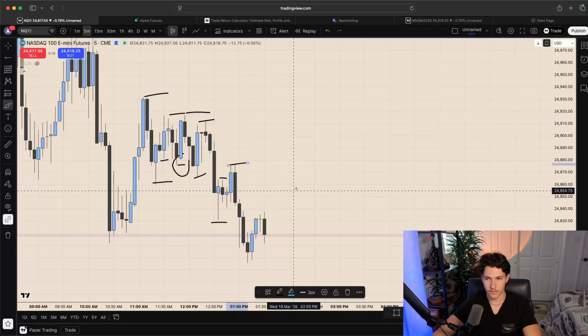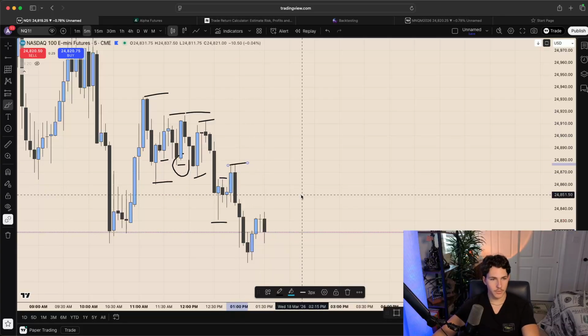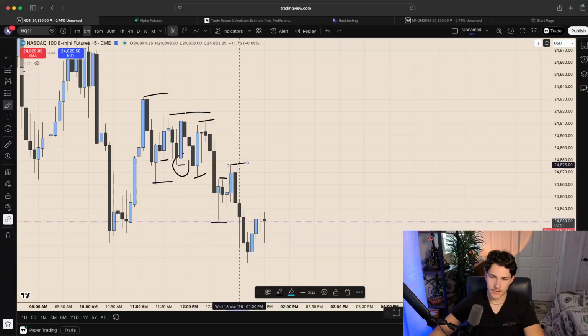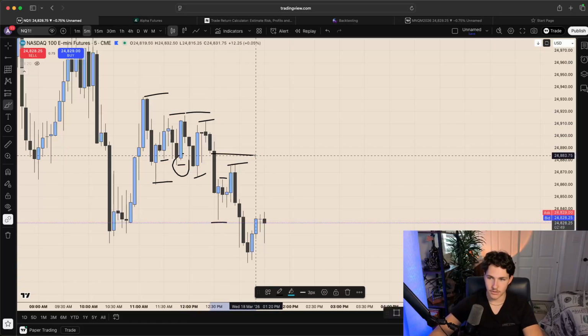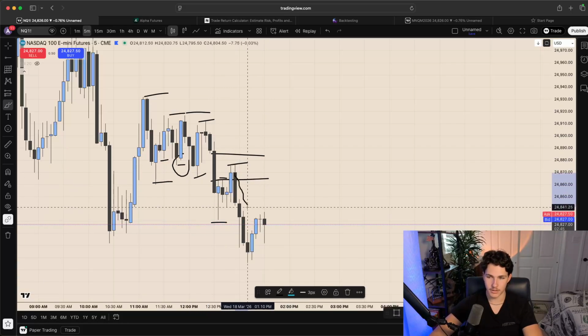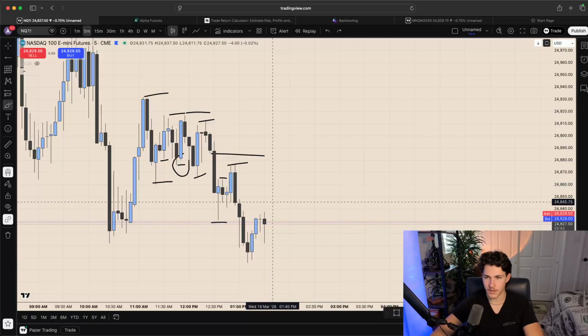We broke structure. But this is where people get mixed up. They're like, oh, broke structure, long it, going to the moon. It's not the case, because we're going to get into that later. This is a confluence right here. This is a fair value gap. We completely respected this fair value gap and pushed lower.